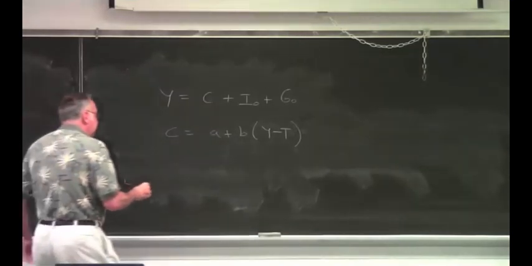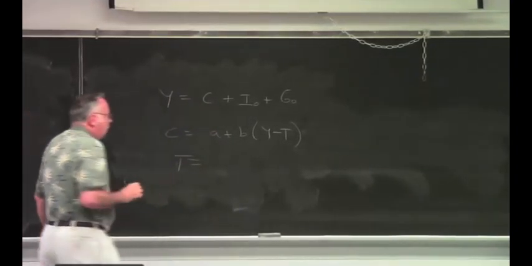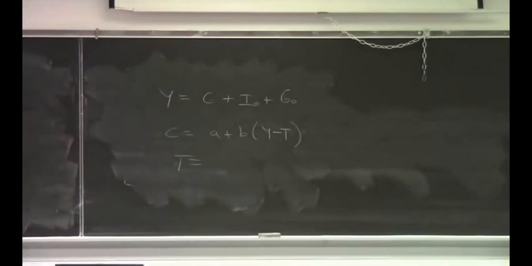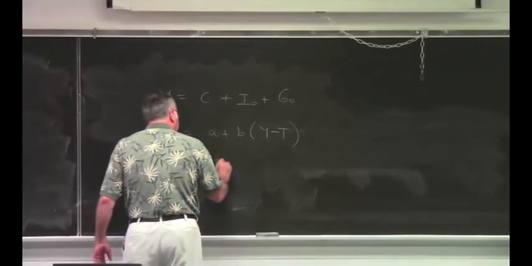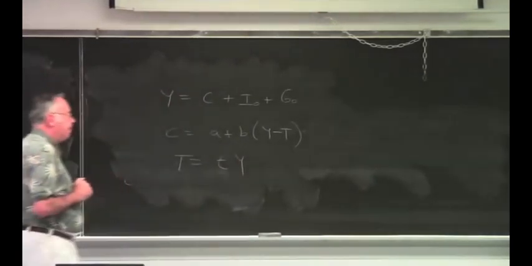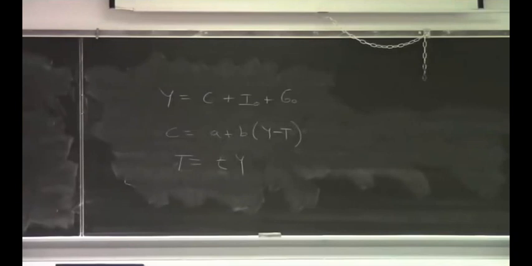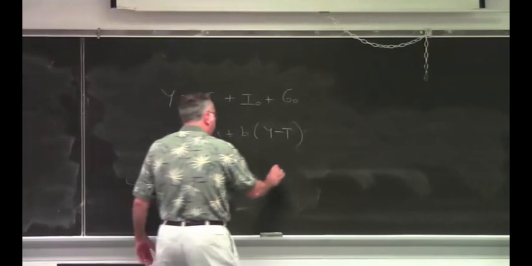And then finally, let's assume taxes. Let's make the tax equation just a little bit simpler. Let's assume there's no intercept in the tax equation. So the tax equation is just capital T equals little t times Y. Okay. Where little t in words is what? Little t is the tax rate. And the tax rate, you could just think as the marginal income tax rate, is some number between 0 and 1.